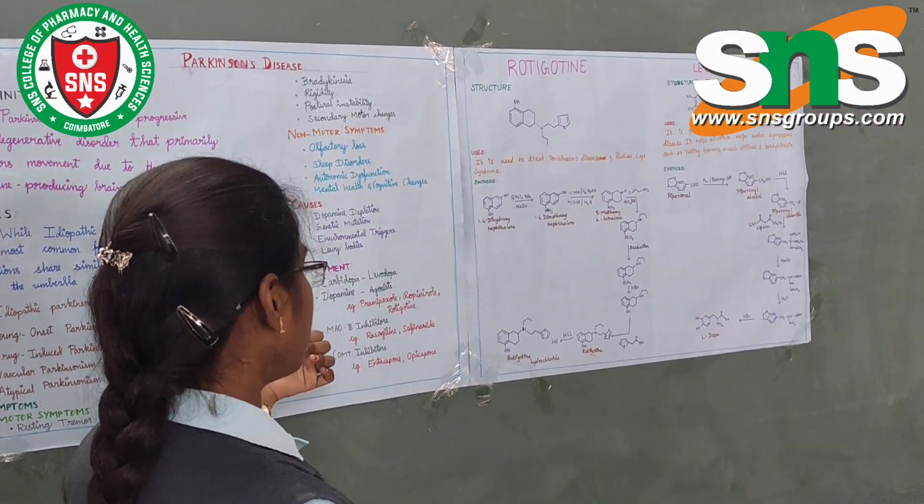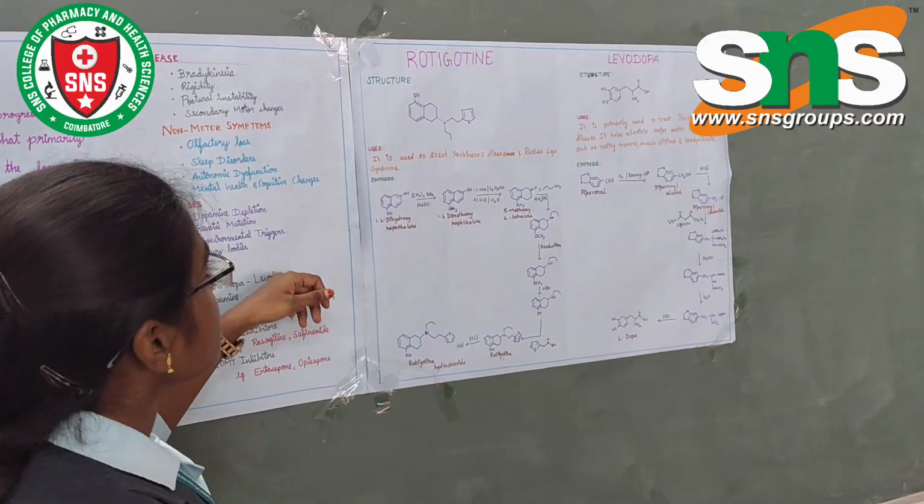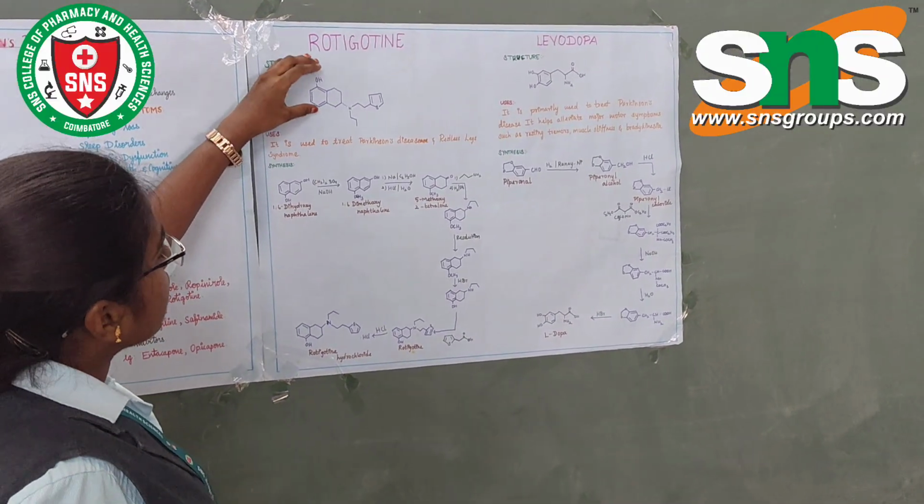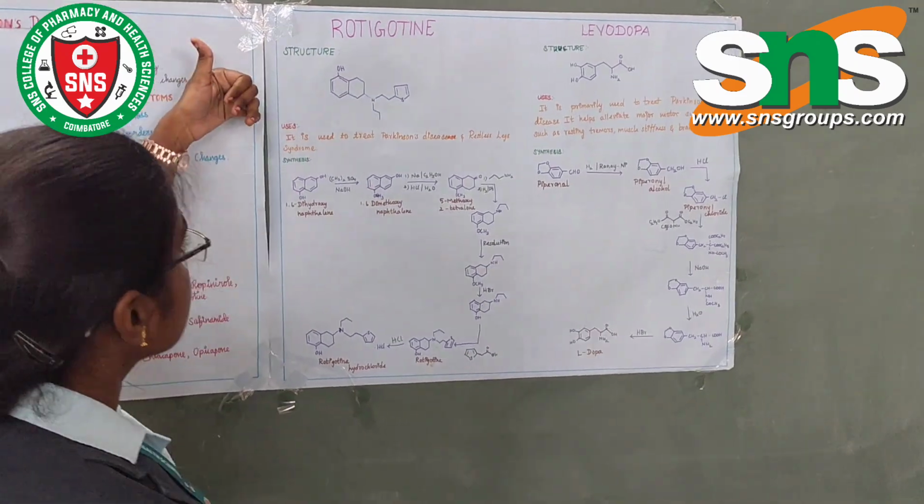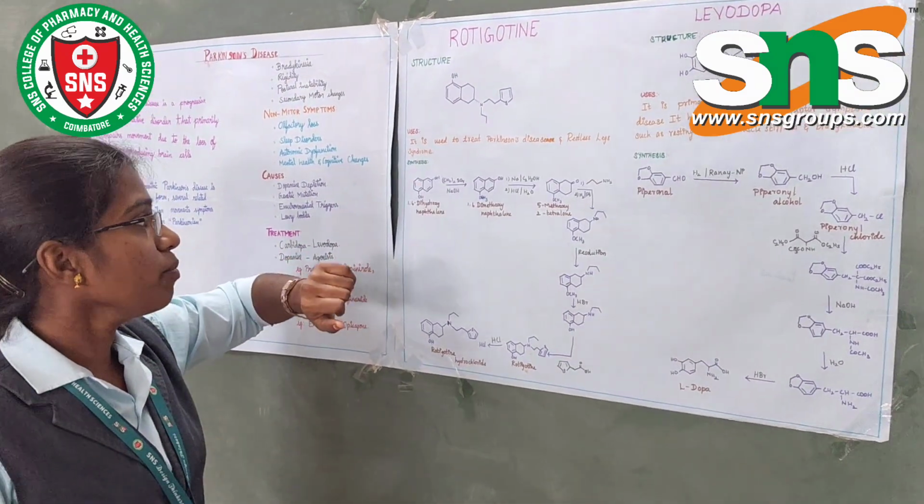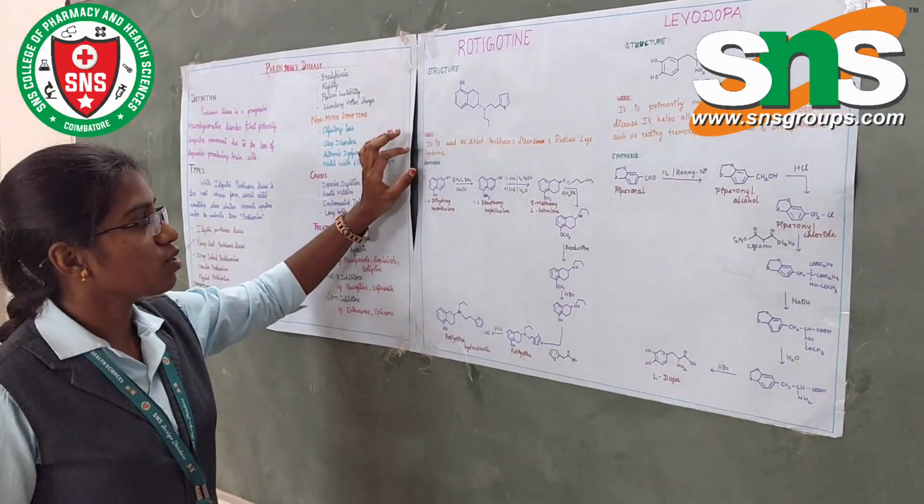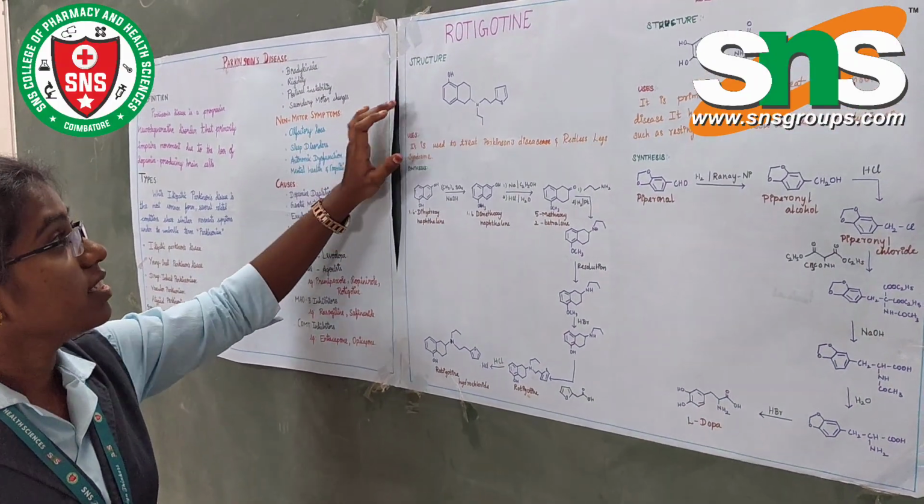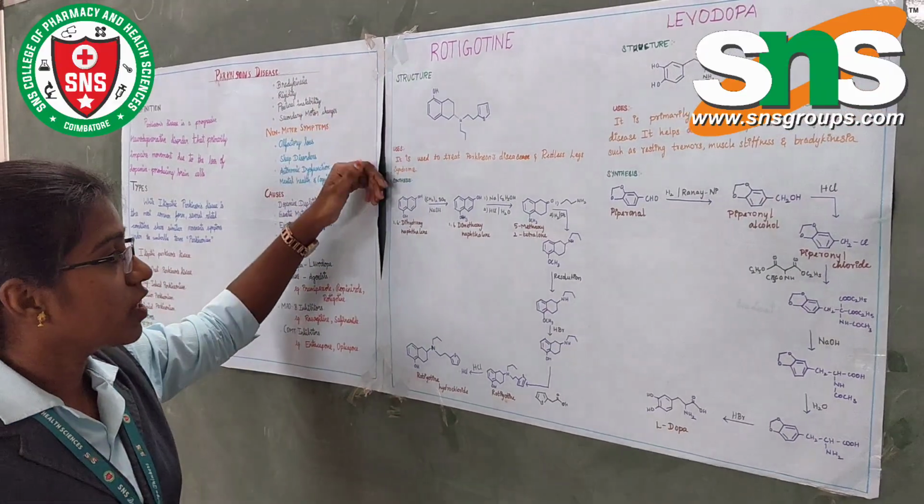Rotigotine is an example of a dopamine agonist. This is the structure of rotigotine. Apart from uses in Parkinson's, it is also used to treat restless leg syndrome. It is a type of syndrome which is caused in the foot. Let us see the synthesis of rotigotine.